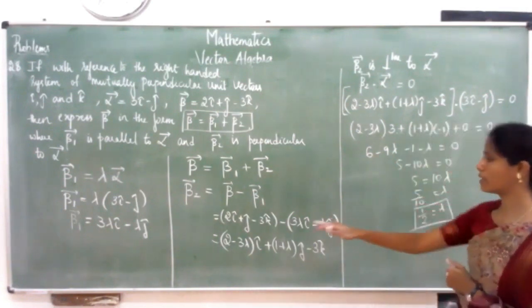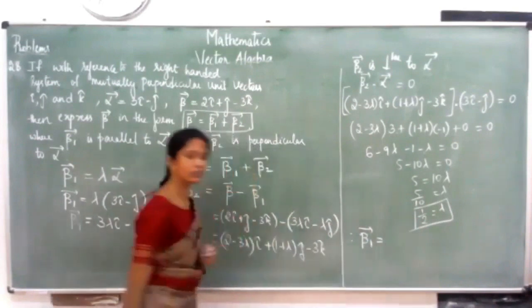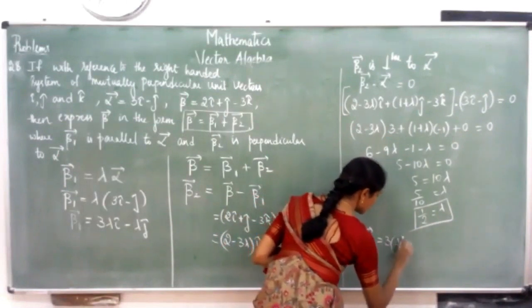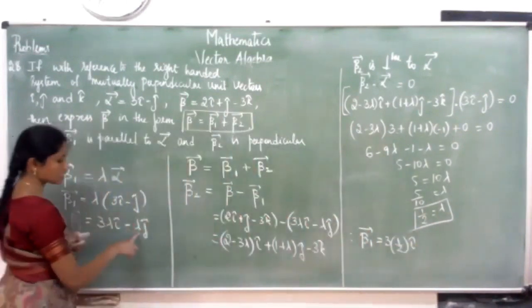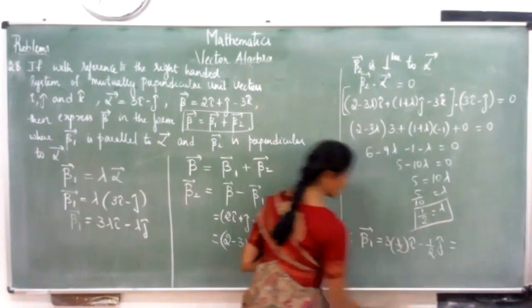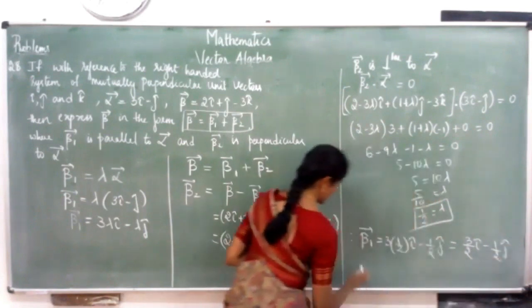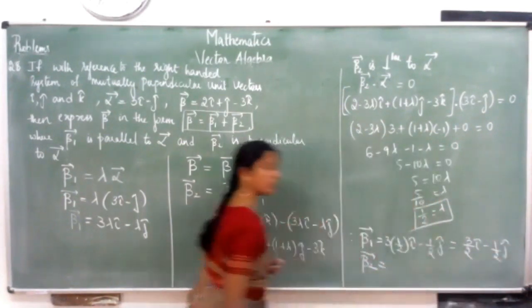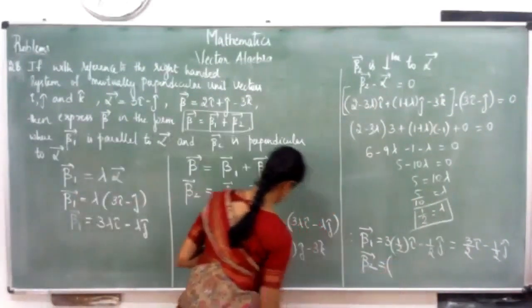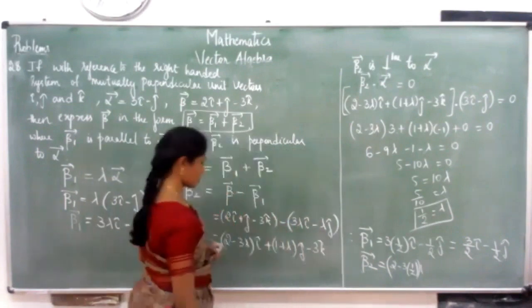Now we substitute this lambda in beta 1 and beta 2. Therefore, vector beta 1 will be equal to 3 times lambda, so 3 into 1 by 2 into i cap. Next, minus lambda j cap, so minus 1 by 2 into j cap. So the final thing you get is 3 by 2 i cap minus 1 by 2 j cap. Next, what is your beta 2? Beta 2 is this one. Let us simplify that. Therefore, this will be equal to 2 minus 3 into 1 by 2 times i cap.